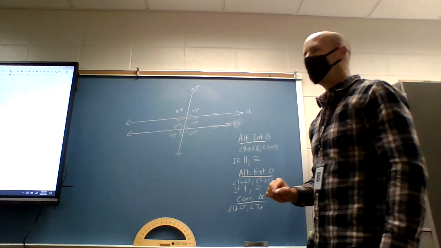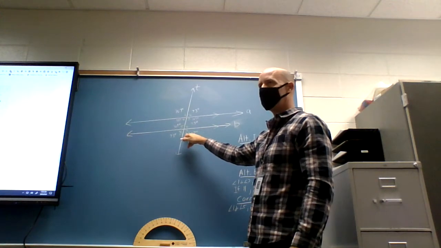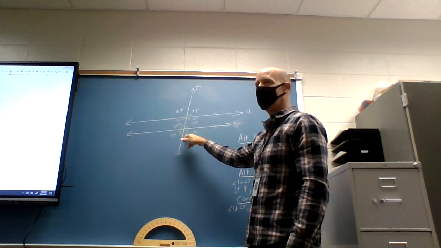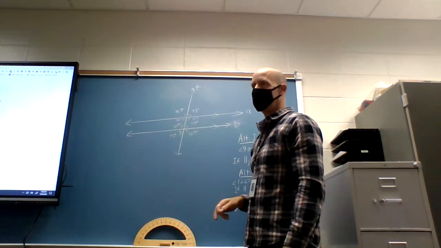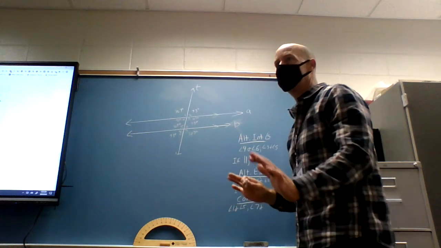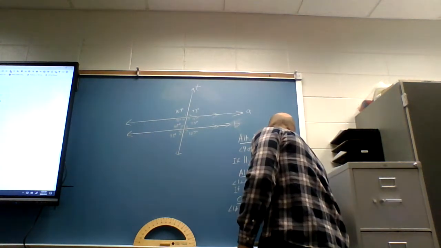Okay, so here's angle 7, Jennifer. There's angle 7, which is kind of down and to the right. Now go up here to this intersection. What angle's down and to the right? Angle 3. Does that make sense? Okay. So those are corresponding angles.